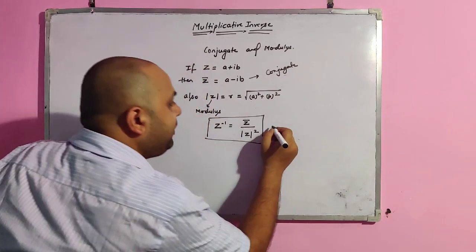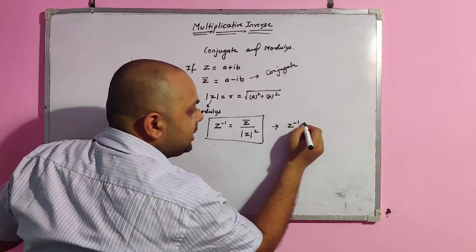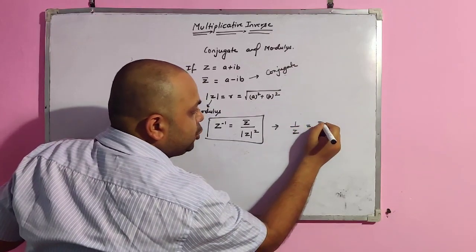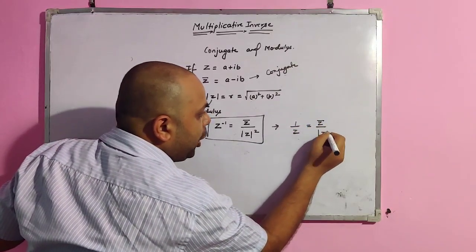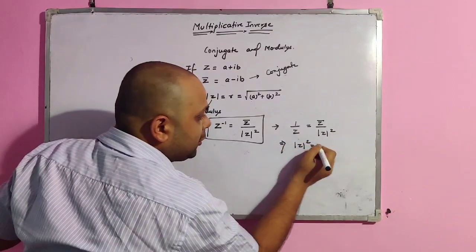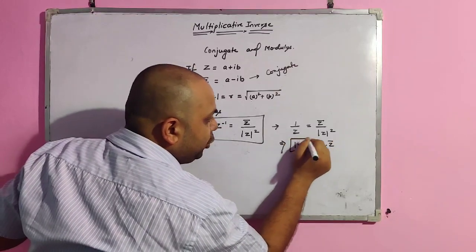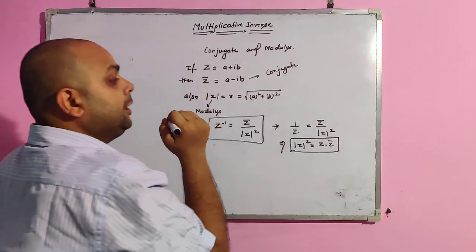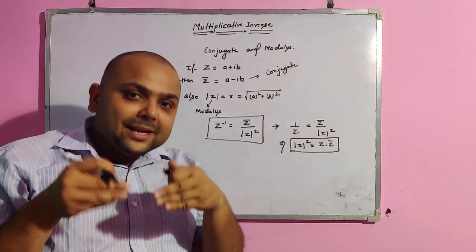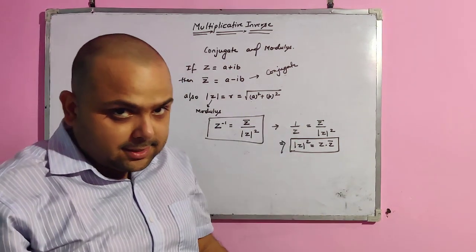Now from this we can make one more formula. Z inverse can be written as 1 upon Z is equal to Z conjugate upon mod of Z square. So mod of Z square is equal to Z multiply Z conjugate. This we need to use in solving problems. So you please mark this here. The product of complex number and its conjugate is equal to the square of the modulus.